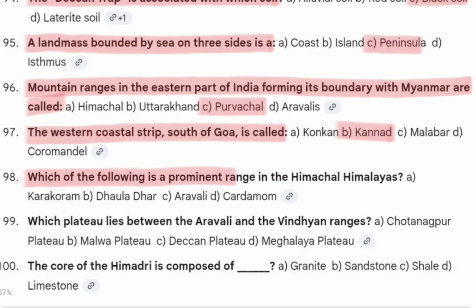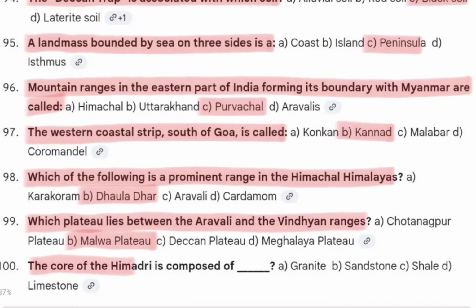Which of the following is a prominent range in the Himalayas? That is Dhauladhar. Which plateau lies between the Aravalli and the Vindhya range? That is the Malwa plateau. The core of the Himadri is composed of granite.